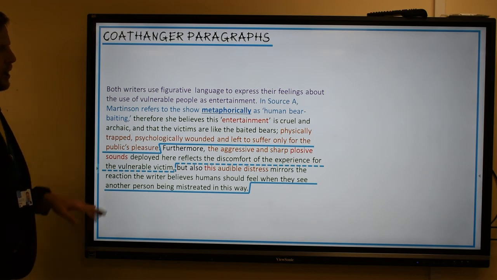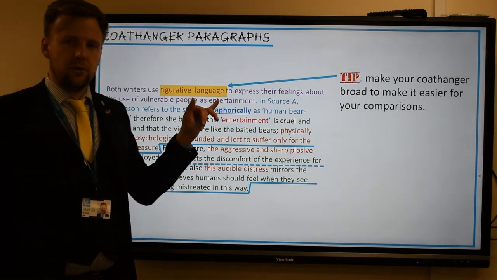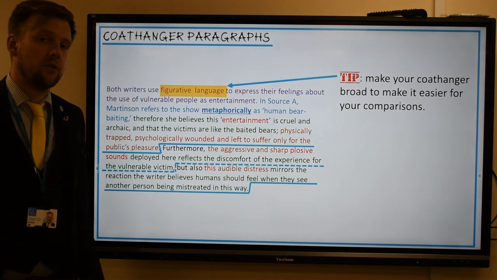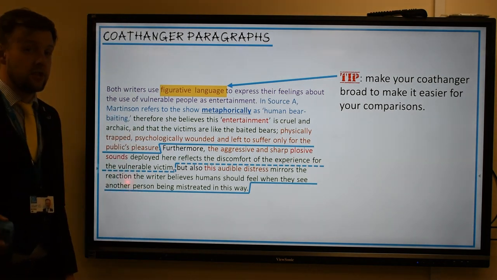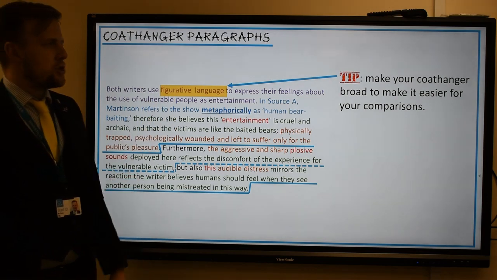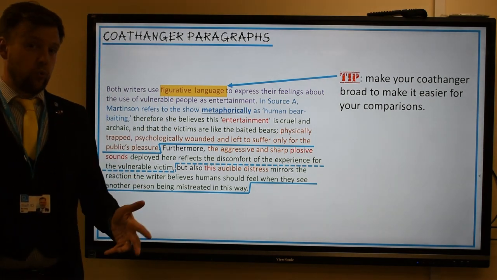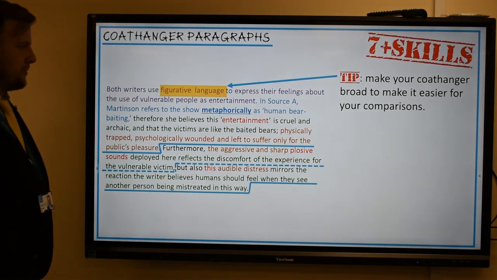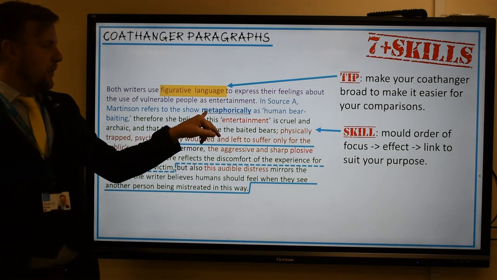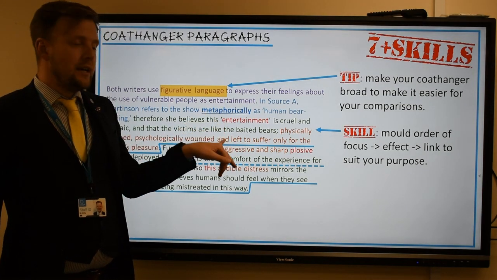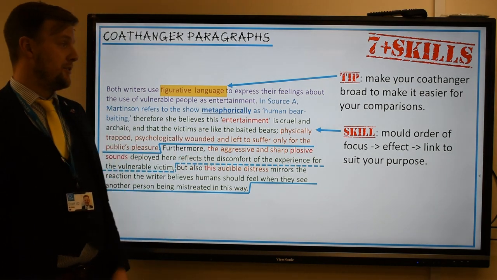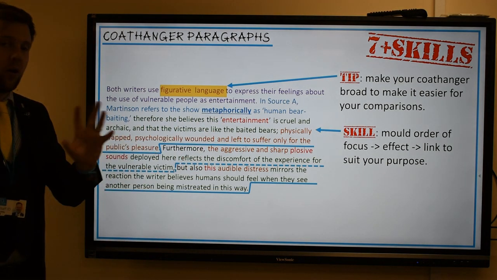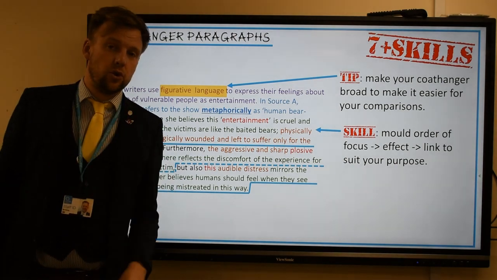Okay? Can I also just bring your attention to this first little bit here, because again, I want to show you how you can break free from those layers a little bit, from that focus, effect, link a little bit. Make sure your coat hanger statement has got a nice broad statement, as I said before. If you have done your evidence properly, you won't need to have a clear focus on there. Use the previous point as a focus if you need to, so you can mould that order of the focus, effect, link to suit your purposes.